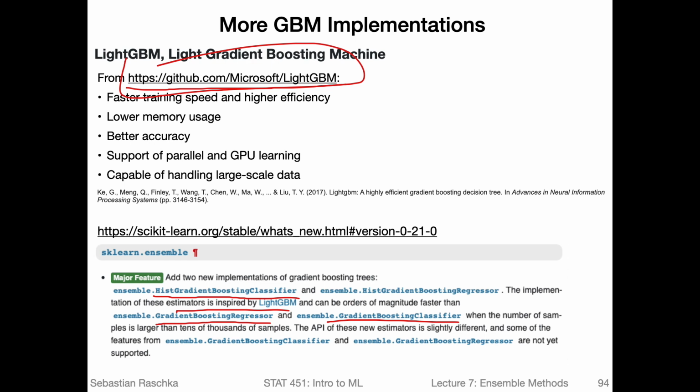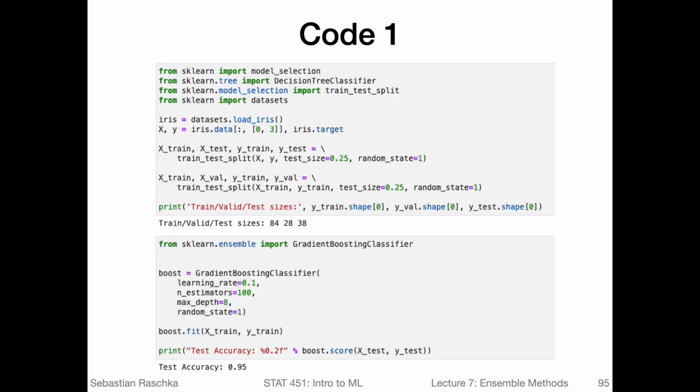And lastly, I want to show you some code examples that you can use as templates for your class projects or otherwise. Let's get started by looking at the simplest case first, which is the gradient boosting classifier implemented in scikit-learn, which implements the basic gradient boosting procedure.